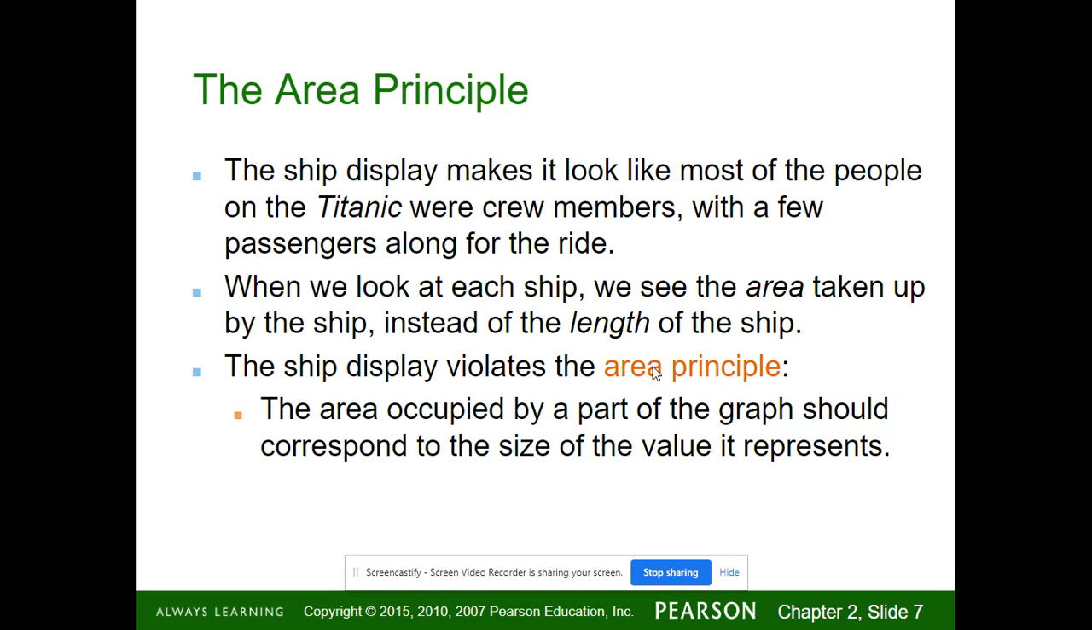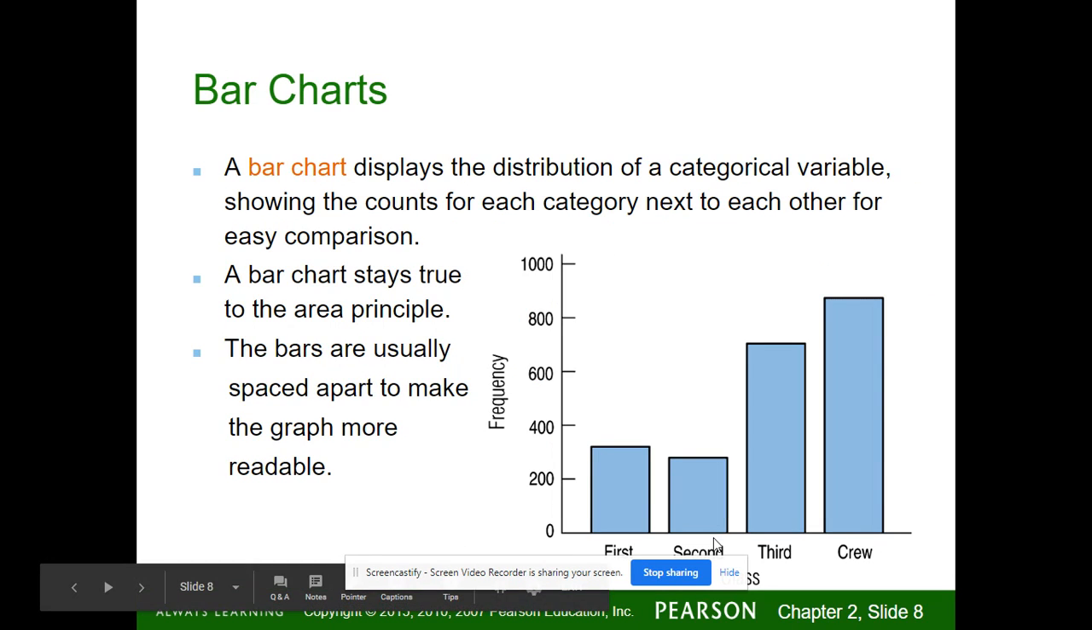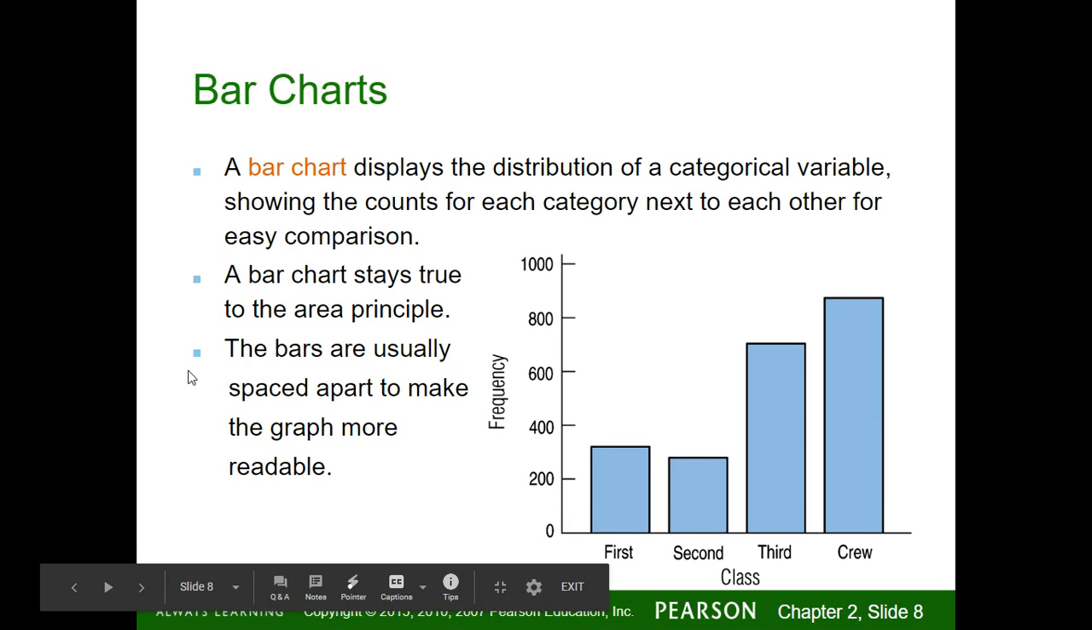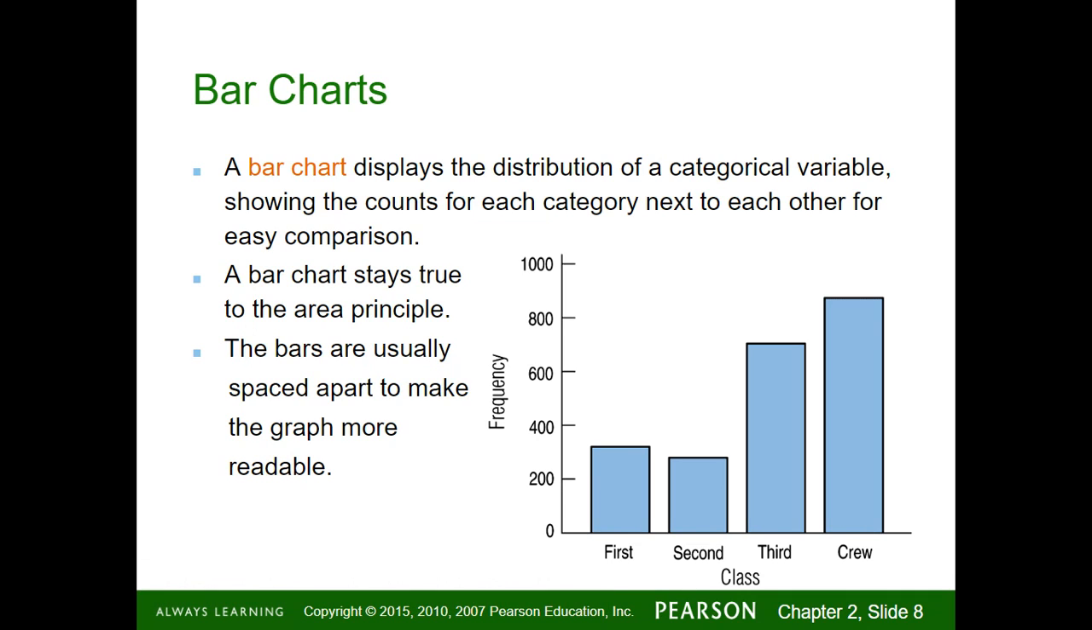What it violates is called the area principle. Basically, the area occupied by a part of the graph should correspond to the size of the value it represents. So long story short, make it simple. Something like this doesn't look quite as cool, but it shows your data in an effective way. It's the more professional way to do it.